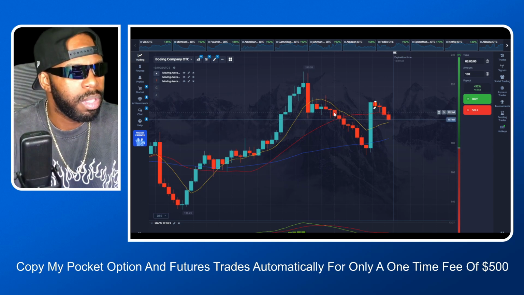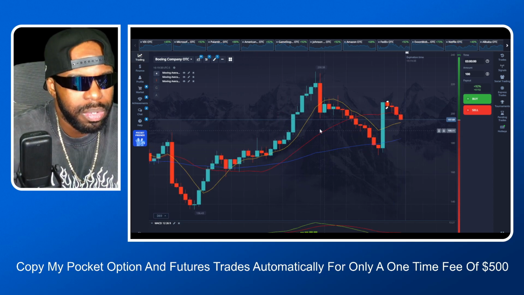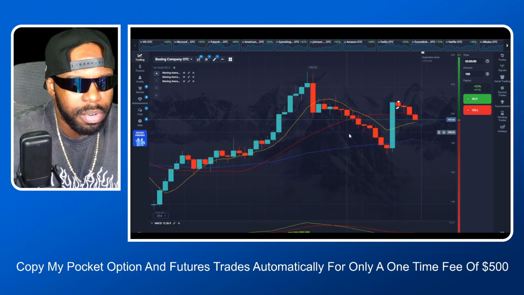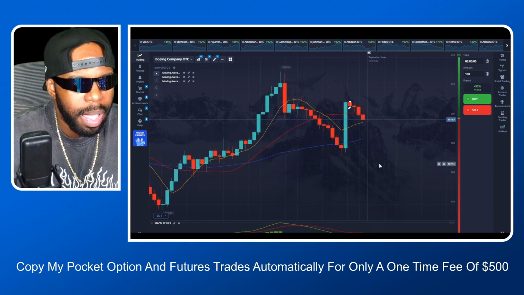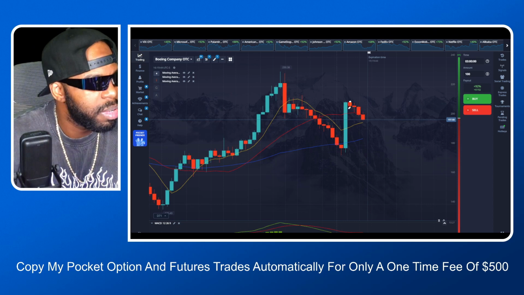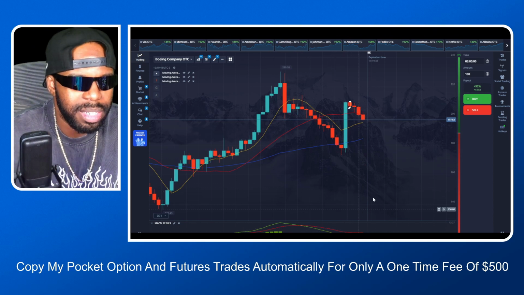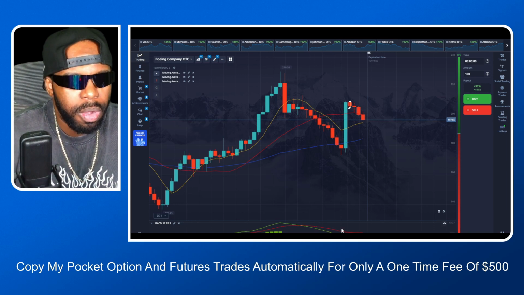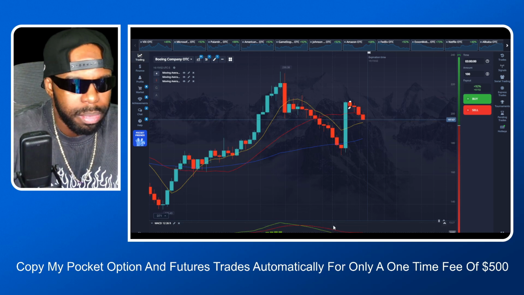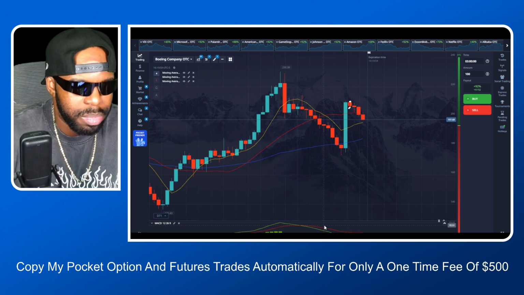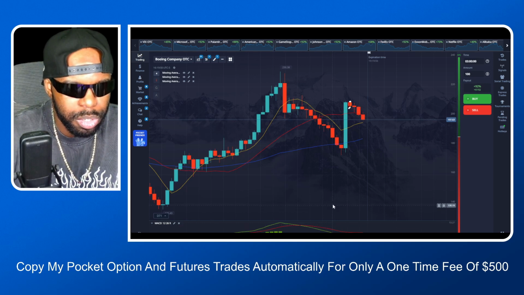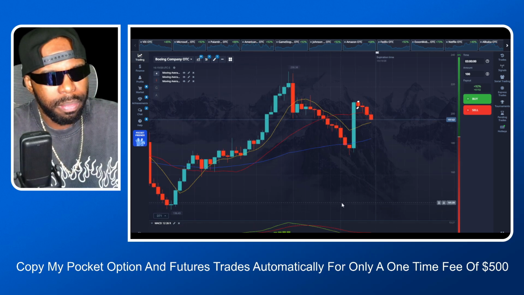So yeah, let's go. I'm going to show you guys exactly how to do this. First things first, when it comes to pocket options, you have to look down here. On the bottom here, you'll see some timestamps. You want to make sure you start from the right week.